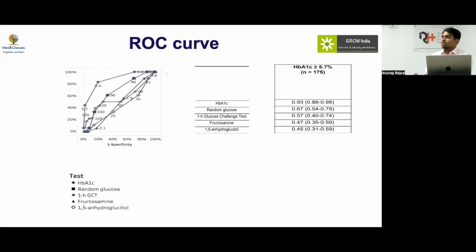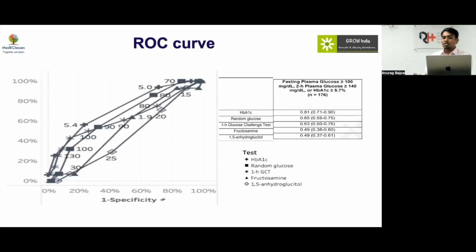If we talk about the final HbA1c level, then the baseline HbA1c level has predicted a good outcome, with a cutoff point of 0.93. The RBS and the 1 hour challenge test have shown only 0.60, 0.67 and 0.57. If we talk about the baseline combined glycemic parameter, then again HbA1c did a good performance, with a cutoff point of 0.81, and the other cutoffs were not good enough.